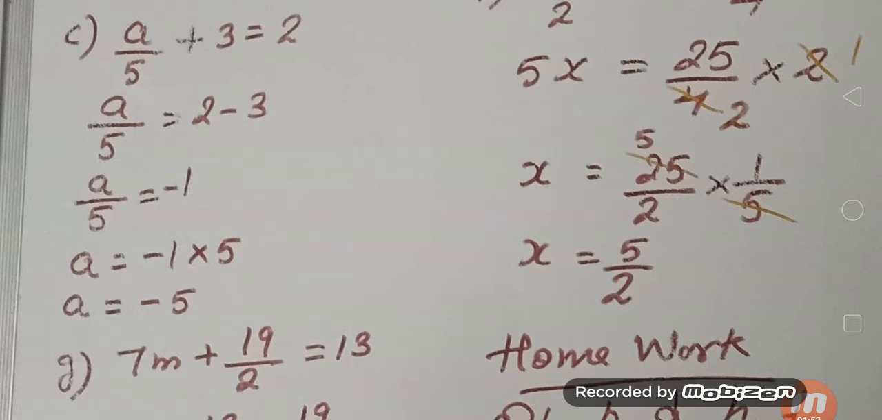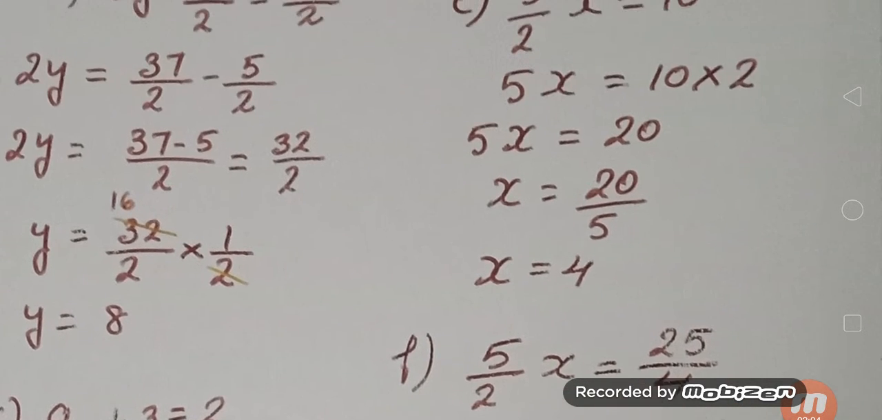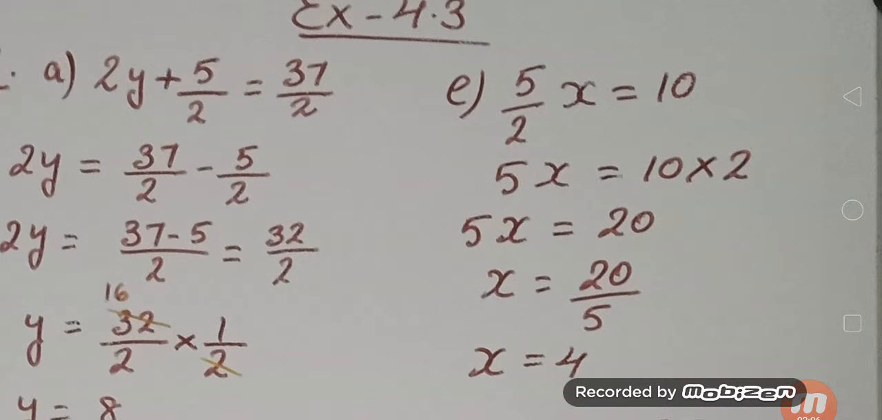Now from the left hand side we will take this 5 towards the right hand side, because it is dividing, so on that side it will multiply. So minus 1 into 5 is minus 5. Now D is your homework. I am explaining you E.